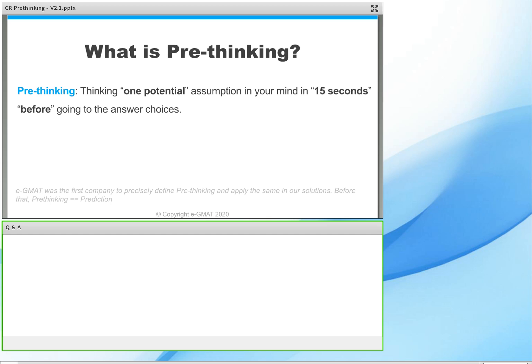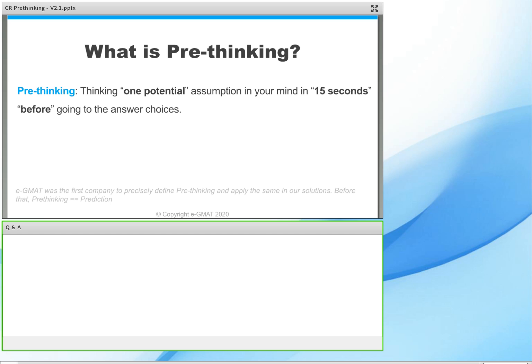Before we talk about your current approach, I want to define what pre-thinking is. Because the term pre-thinking has existed in the world of GMAT preparation for a very long time, it's often been misunderstood. We were the first company to precisely define pre-thinking. Pre-thinking is thinking of one potential assumption in your mind in 15 seconds, and you do this before you start looking at answer choices.